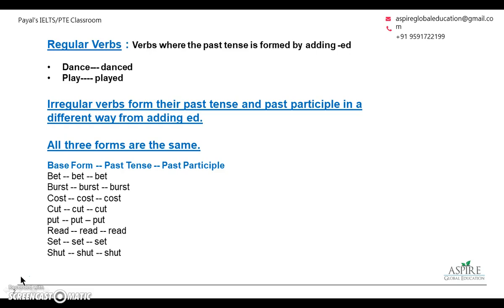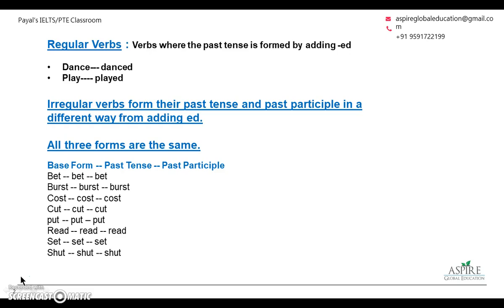Now let's go back to the concept of verbs that we had studied in the previous lessons. What we had studied was main verb and helping verbs, which are being used to form tenses. But here we are discussing regular verbs and irregular verbs. So regular verbs are the ones where the past tense of the word can be formed just by adding ed. Dance, danced, play, played. So it is much easier to remember.